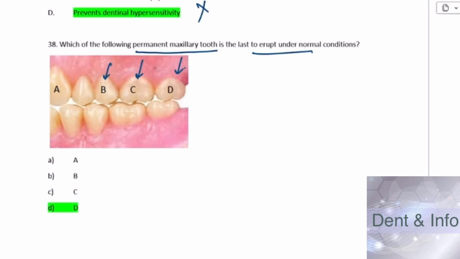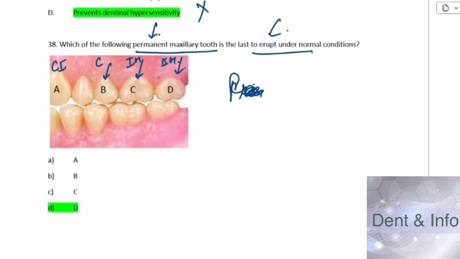Okay, this is just for the sake of options A, B, C, D. They have numbered that among the central incisor, among the canine, among the first molar and the second molar, which one is going to erupt last. Sorry, my mistake. A, B, C, D is just for the options. There is no mention of primary teeth at all here. In the question itself, they have asked about permanent teeth.